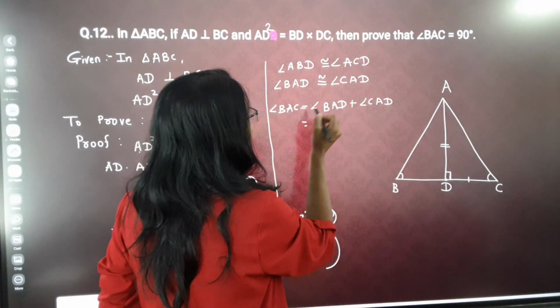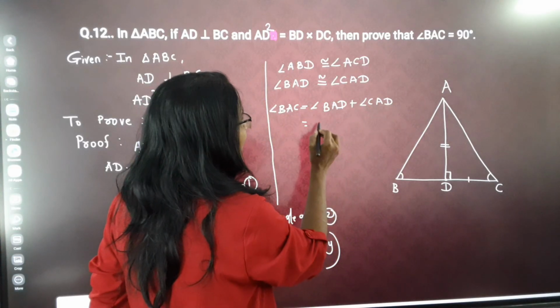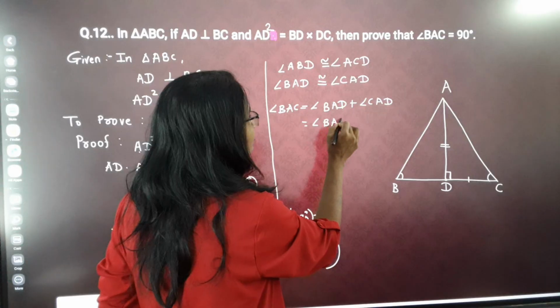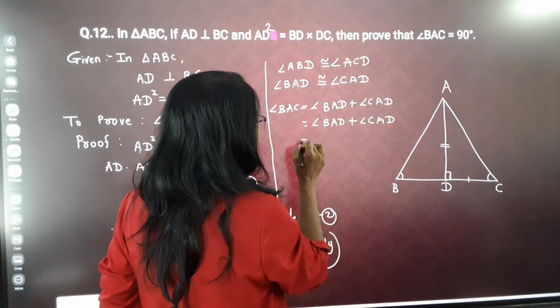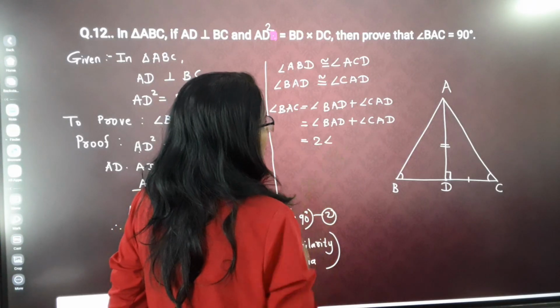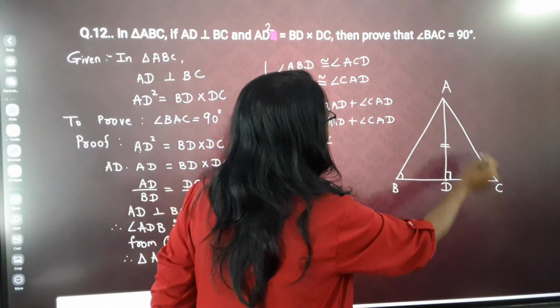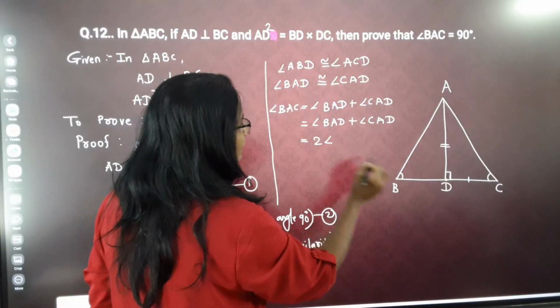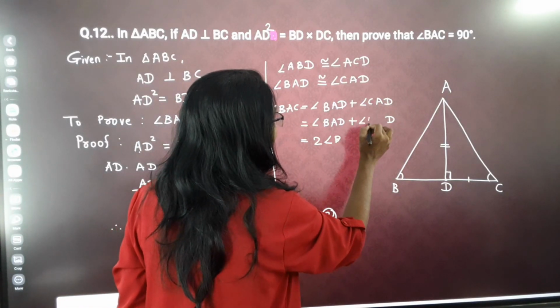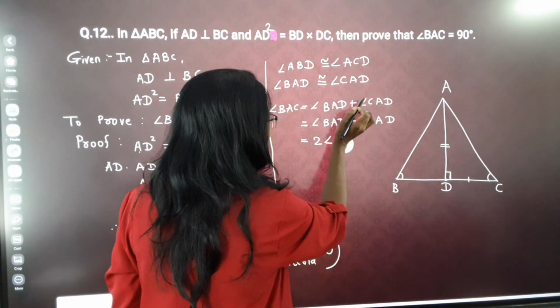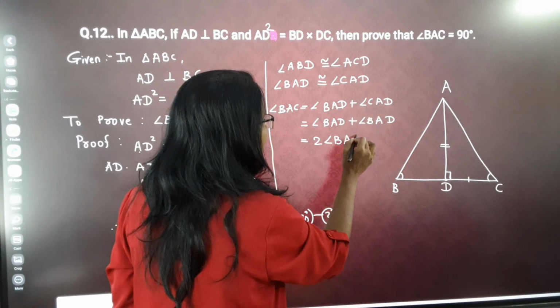Okay, but here we write that BAD and CAD are equal. So angle BAD plus angle CAD, that is two angle BAD. Here, at the place of CAD, I write BAD. Okay, so two angle BAD.